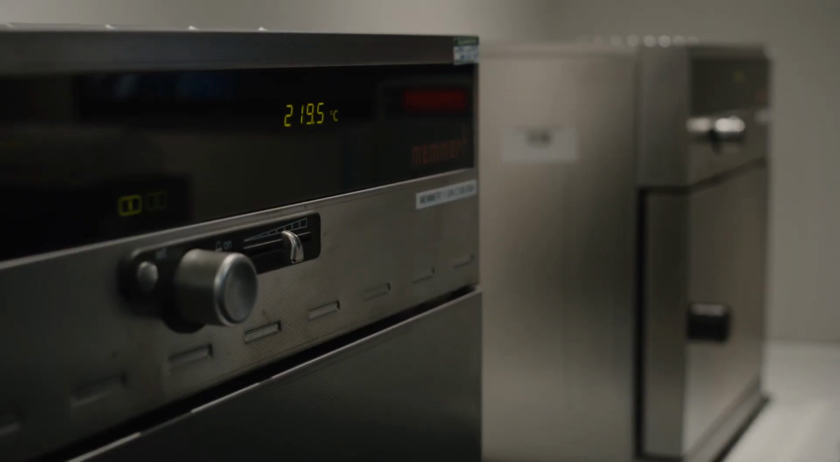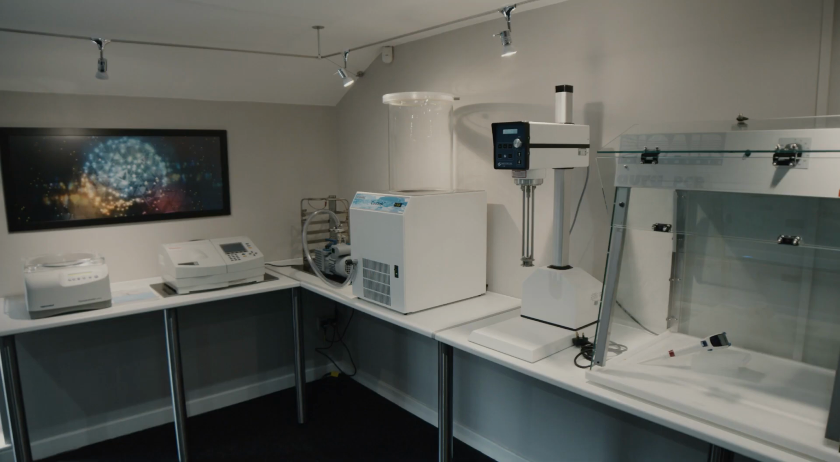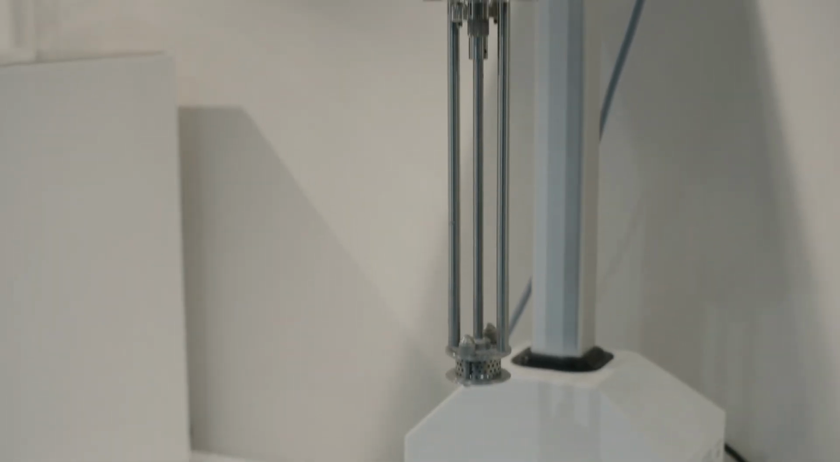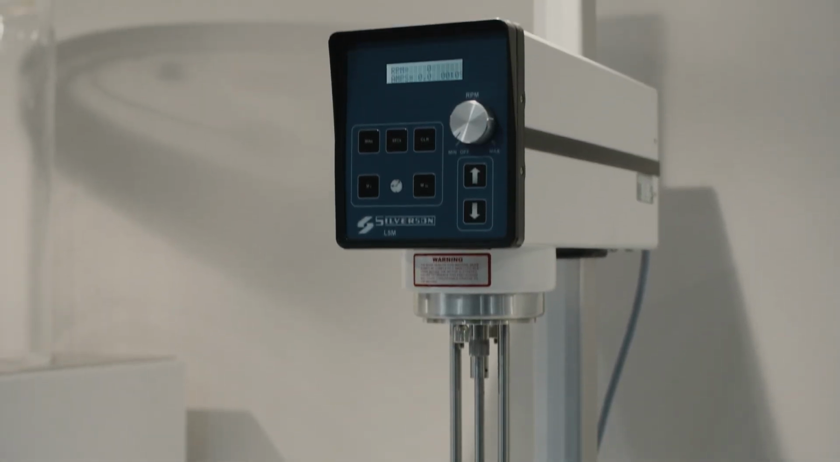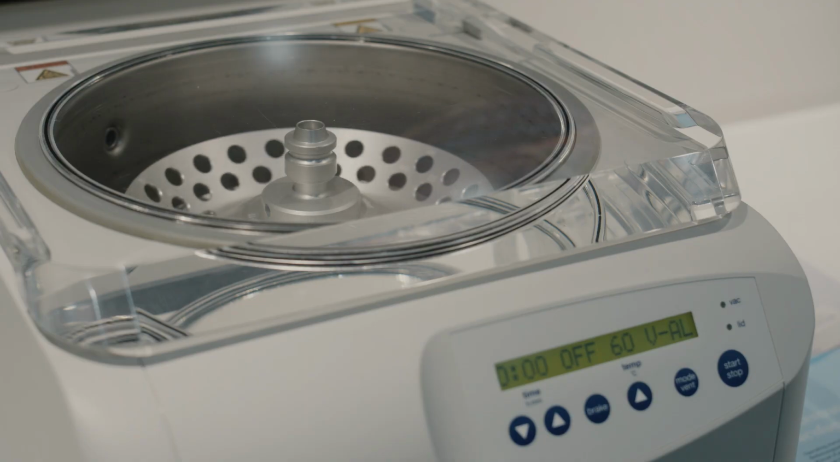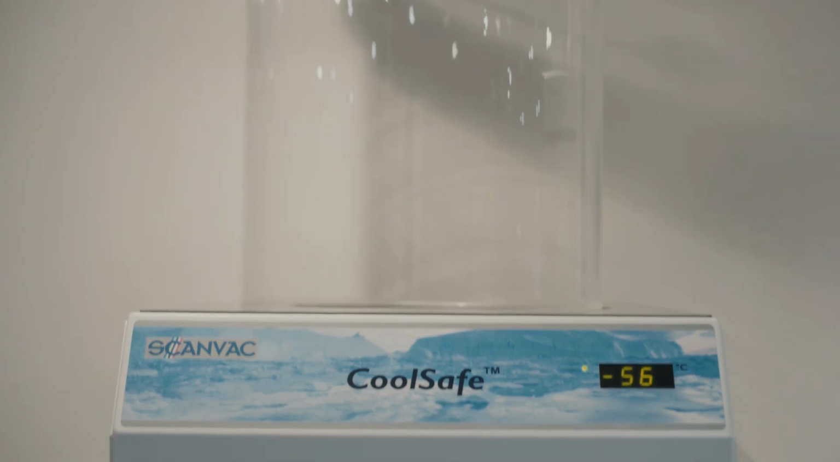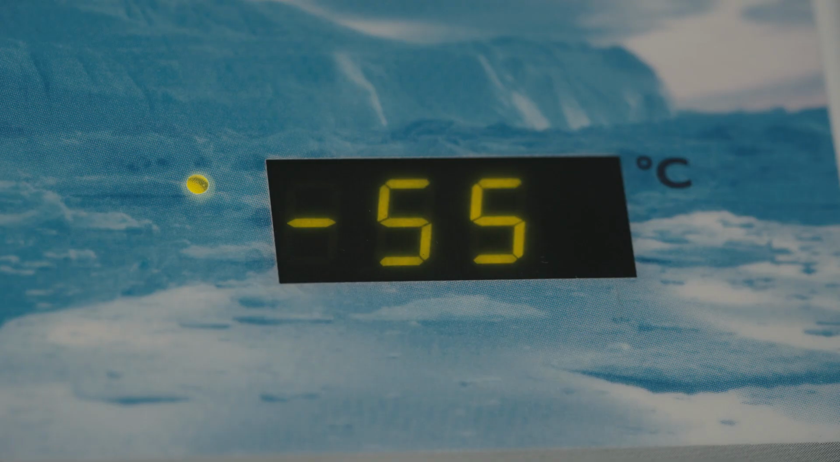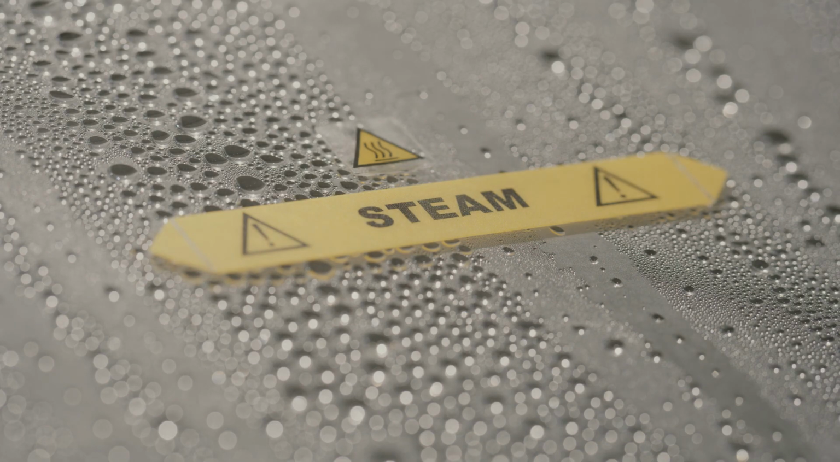Here at Richmond, we believe there's no substitute for a hands-on inspection. That's why we've upgraded our facility to showcase a range of our most popular stock, so you can come down and have a look yourself. Here we have a range of lab essentials, centrifuges, freeze dryers, ovens and incubators to get your lab up and running.